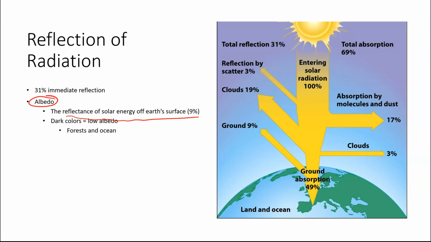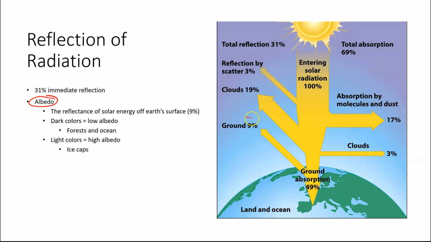So in general, dark colors like forests and the ocean have a relatively low albedo, and that means they have a low reflectivity or higher amount of absorption compared to light colors like the ice caps, which have a high reflectivity and therefore a high albedo. That means areas covered in snow and ice are going to reflect more energy back to space than areas covered with forests or water. So light colors, high reflectivity, high albedo. So the higher the albedo, the less radiation is actually absorbed.